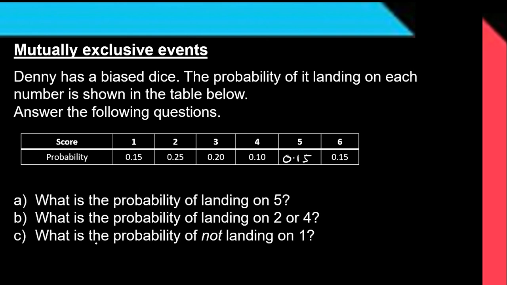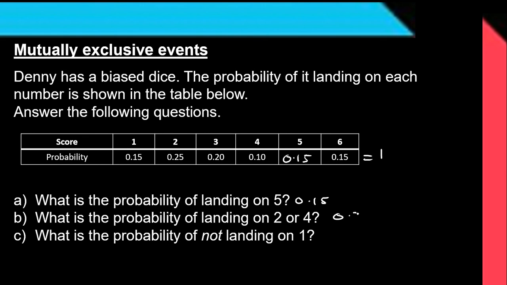So now let's look at the following questions. The first one: what is the probability of landing on a 5? Well, we've just worked that out. It was the missing value because remember, probabilities add up to 1. The second question: what is the probability of landing on a 2 or a 4? So remember, mutually exclusive events can't happen at the same time. We're going to add them together.